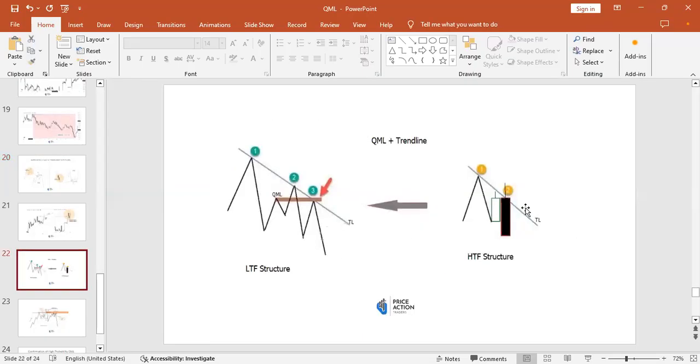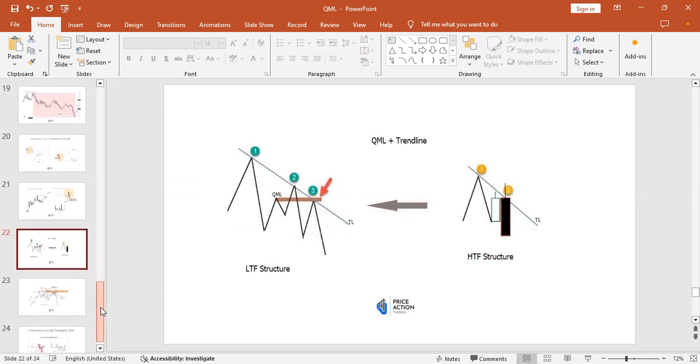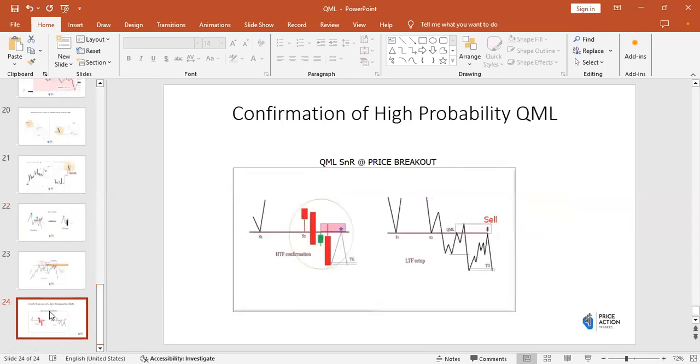Then, if you see an engulfing in a higher time frame, with a trend line, this engulfing comes down like this. Then, if you refine it, possibly you will end up in a Quasimodo. We'll see some examples in the chart. So we have different ways the Quasimodo is structured.